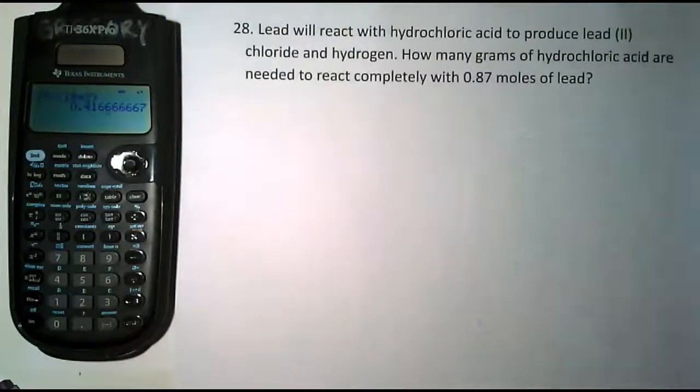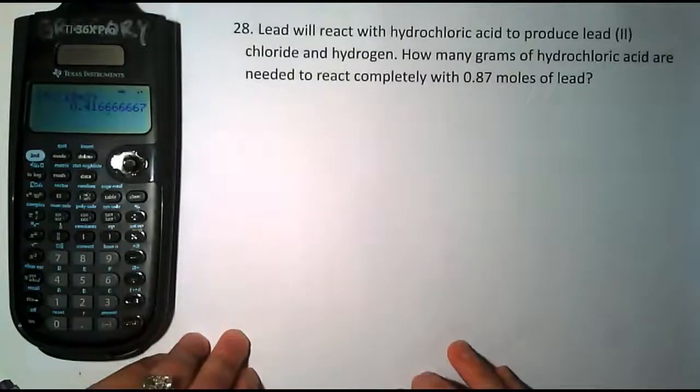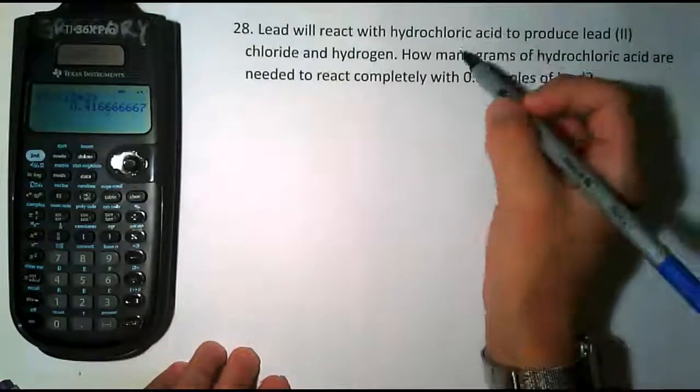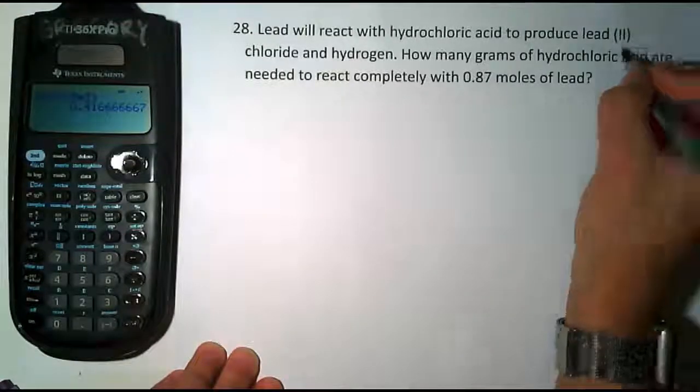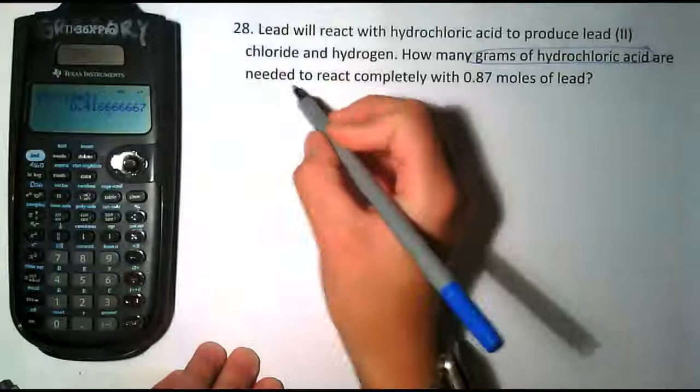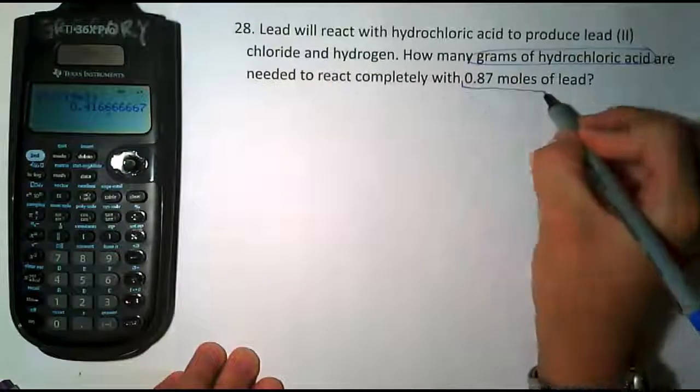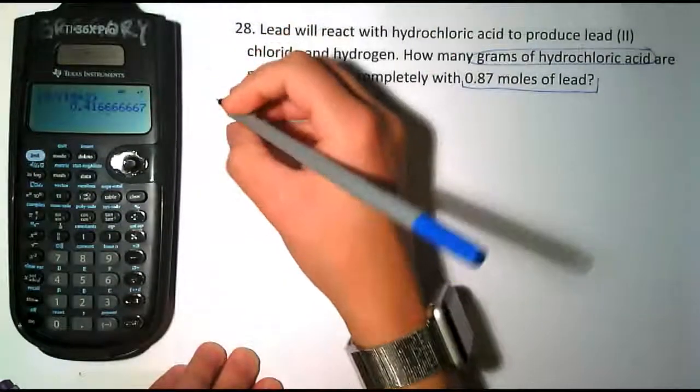Alright. Just a few more here. So we have lead will react with hydrochloric acid to produce lead 2 chloride and hydrogen. How many grams of hydrochloric acid, so that's what we're trying to find, are needed to react completely with 0.87 moles of lead? So we need to write our equation.